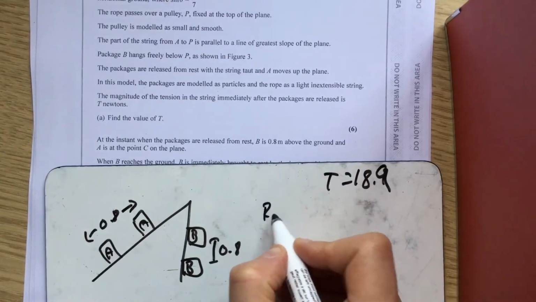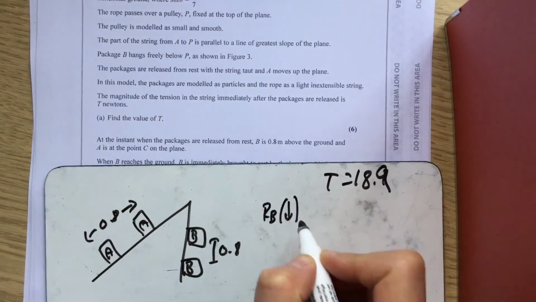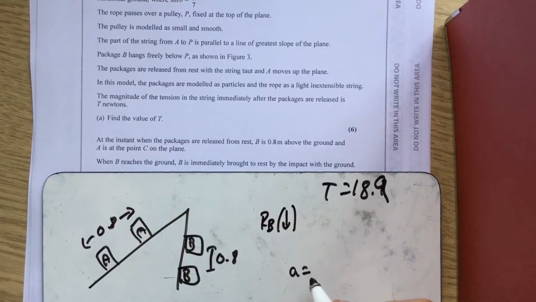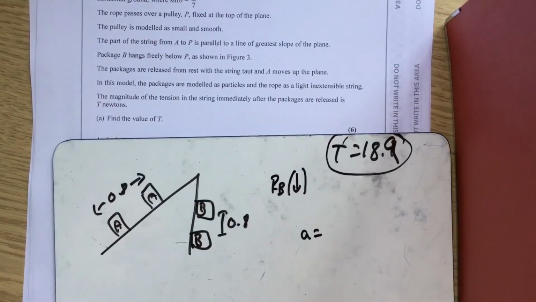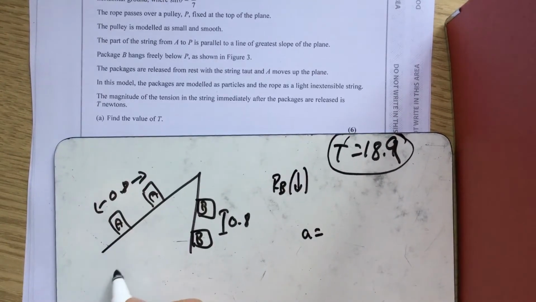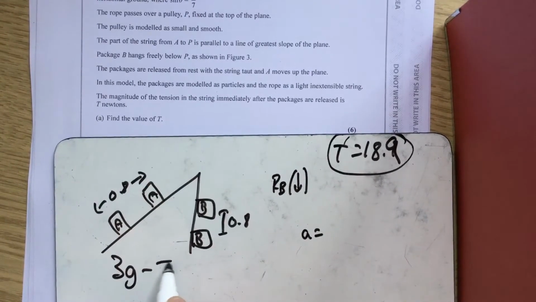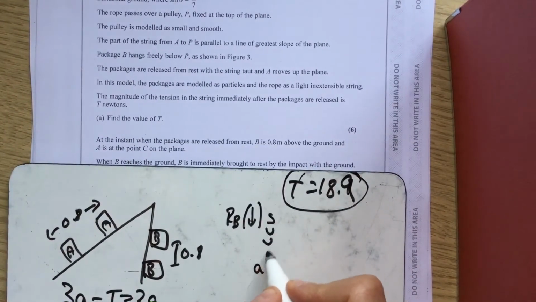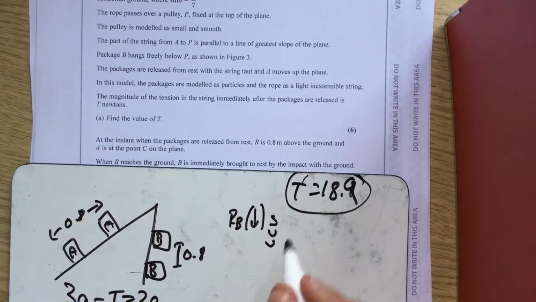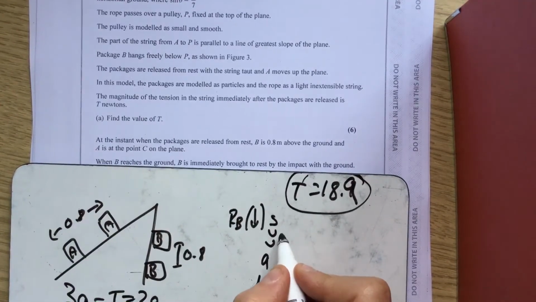So if we resolve for B in this, we're going to need to find that acceleration. Well, the acceleration is just linked to this tension. So if you go back to your previous formulas that said 3g minus T equals 3a, well then you get an acceleration out of 3.5 from that. The whole thing is released from rest.